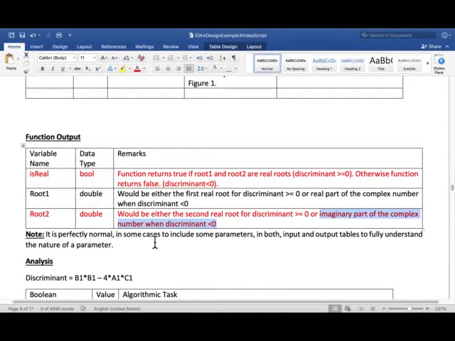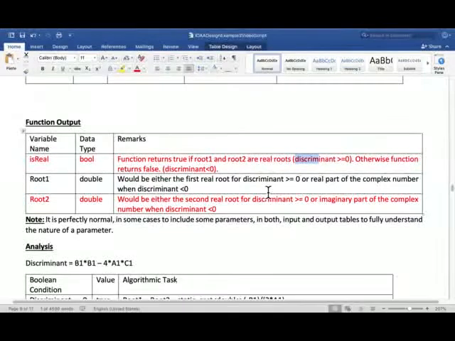Note, it is perfectly normal in some cases to include some parameters in both input and output tables to fully understand the nature of a parameter. Okay, so this one has to decide about the discriminant, whether discriminant is greater than 0, equal to 0, or less than 0. This condition or that condition. So that's done by nested if and else. So we have to use the table of Boolean conditions in this case. We didn't need to do that for the getParameters.